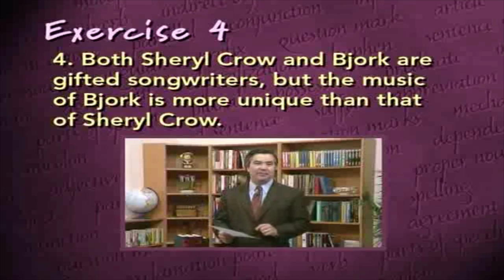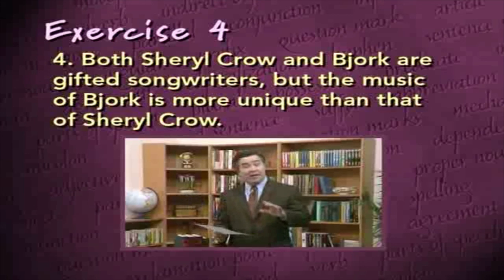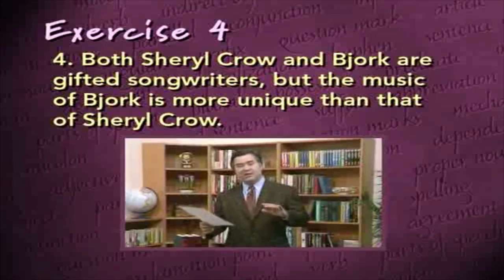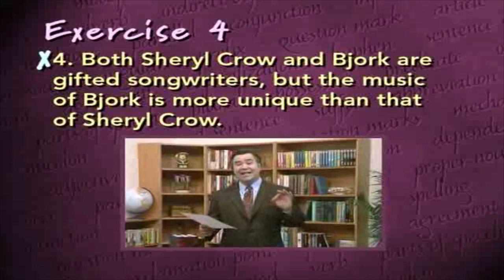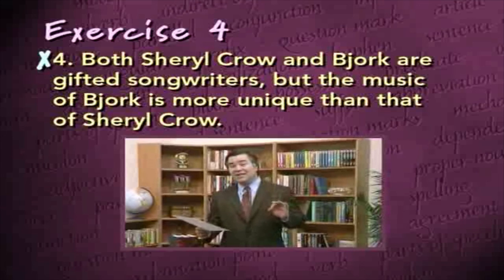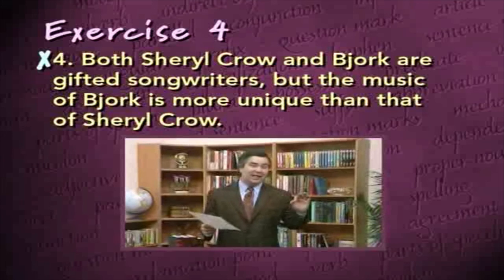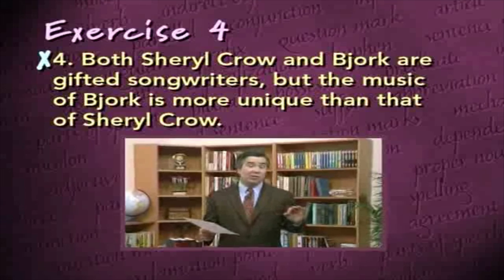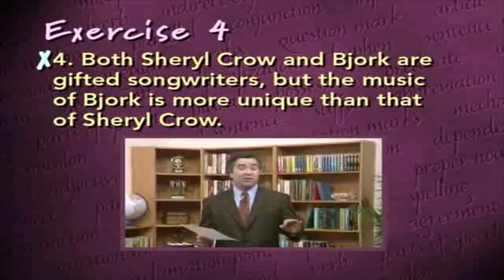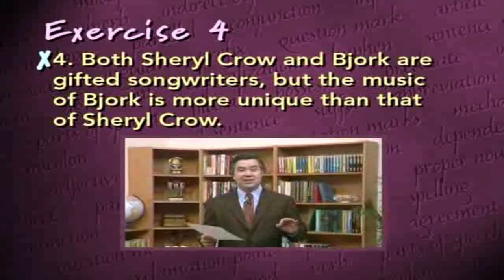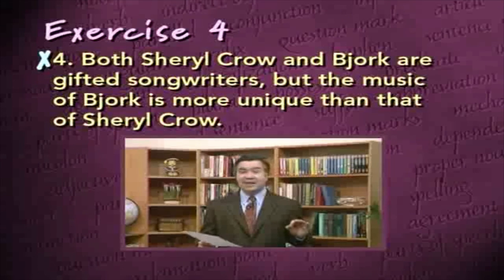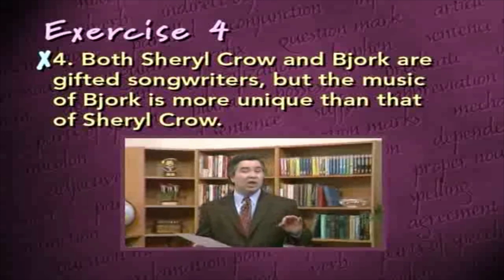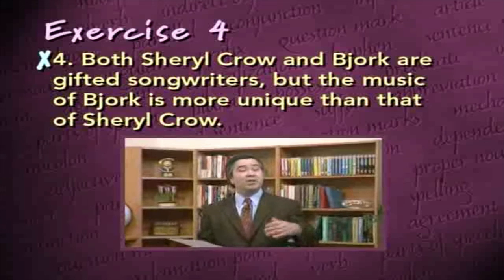Well, we're comparing two things, and so therefore the comparative form of the adjective is correct. But there is a problem because we're trying to compare the adjective unique, which, as we've seen, is an absolute. Either something is unique or it isn't. There's really no such thing as more unique or less unique. I think the author of this sentence is probably trying to say something else about the music of Bjork, and therefore the sentence could be corrected by changing unique to some other adjective which is comparable.